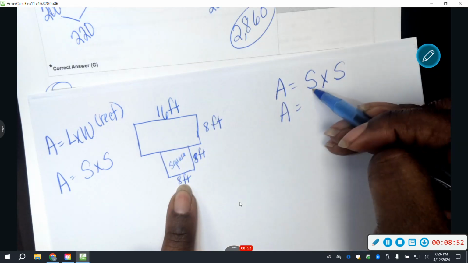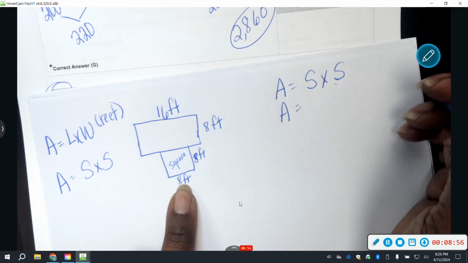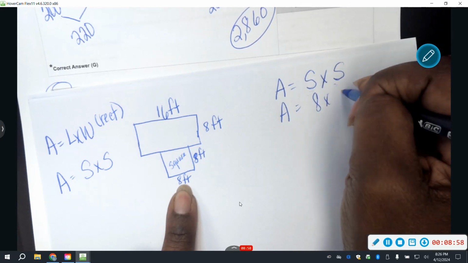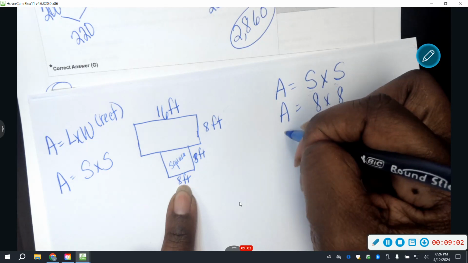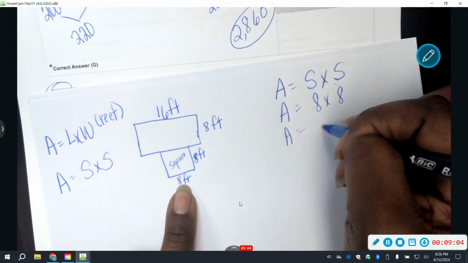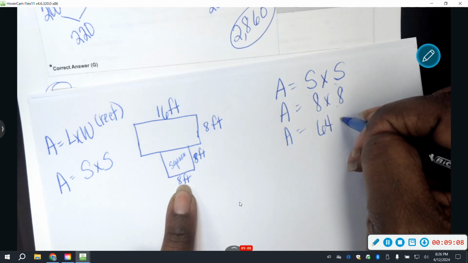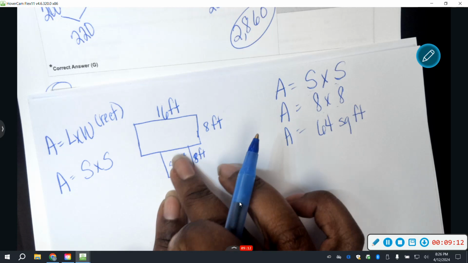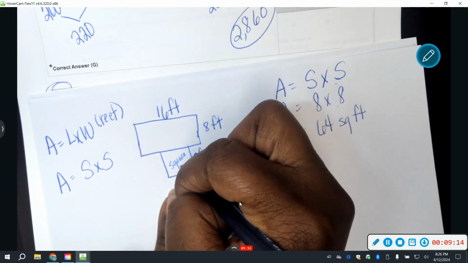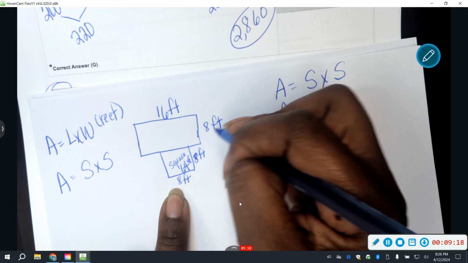That's my square. I'm using the formula for a square. The area of a square would be side times side. Plug in my side, plug in my side. Your numbers are always going to be the same, right? And then area equals 8 times 8. You know it, 64. Don't forget to put square feet. All right, so this part of the deck is 64 square feet. And put just SF, okay?